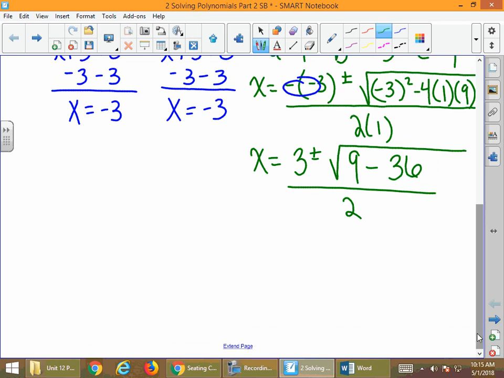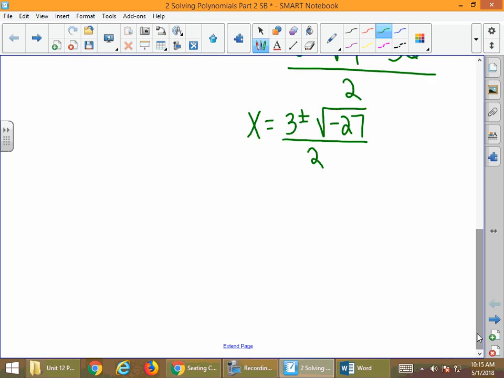Well, we can get close to finishing now. 9 minus 36 is -27. Divided by 2. And we need to simplify that square root. This is the square root of -1 times the square root of 27. What does the square root of -1 equal? And it equals i. 27 is 9 times 3, which is 3 times 3.